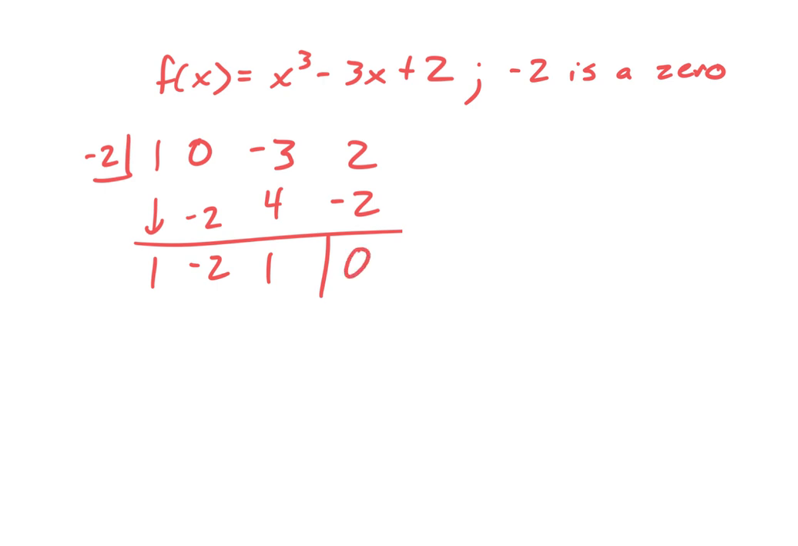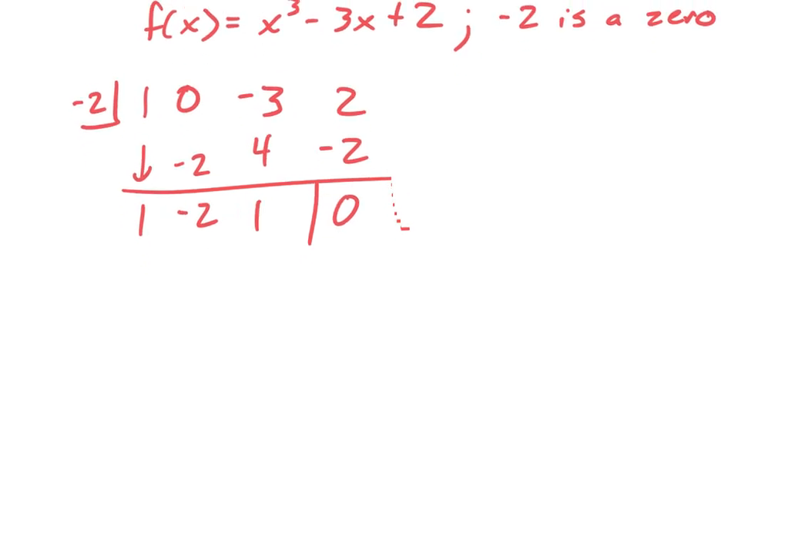Okay, once again, because it told me a 0, I better get a remainder of 0, and sure enough, we do. We started with a cubic. We're going to break it down by a degree. x squared minus 2x plus 1 is our leftover equation. And we're going to solve this.